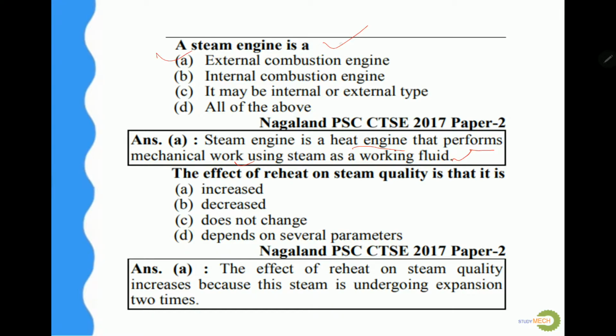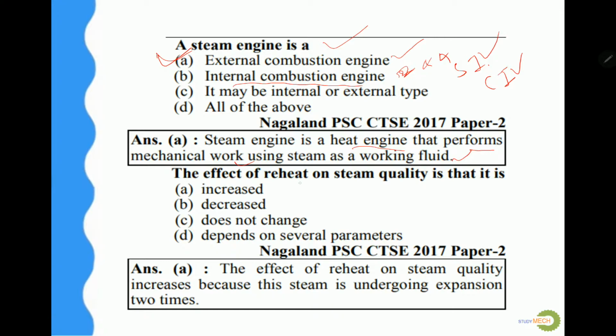Steam engine is an external combustion engine. Our two-wheeler and four-wheeler are internal combustion engines like SI engine and CI engine. SI engine is for petrol, the Otto cycle, and CI engine is for diesel cycle. So over here the right answer is option A.